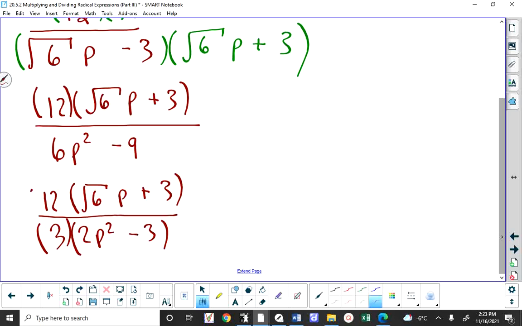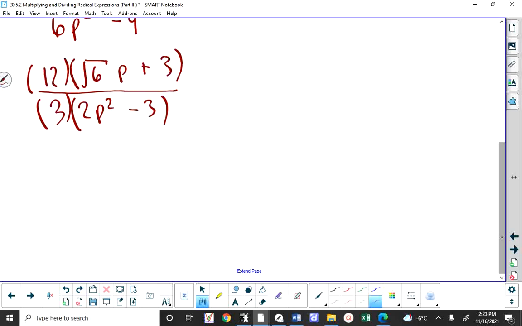Can I reduce 12 over 3? Yes. And here's the real reason why. I know that maybe some other teachers would just go, wow, it's 12 over 3, it's 4. Here's a deeper understanding of what's going on here. The reason you can reduce that is 12 is 4 times 3.